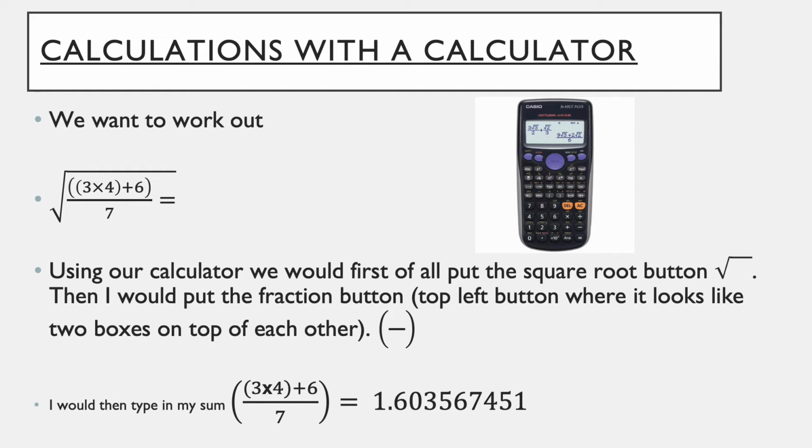So 3 times 4 plus 6 divided by 7. 12 plus 6 is 18, divided by 7 is equal to that. And then I take the square root of it, and then I get that. So that is what is displayed on my calculator, guys.